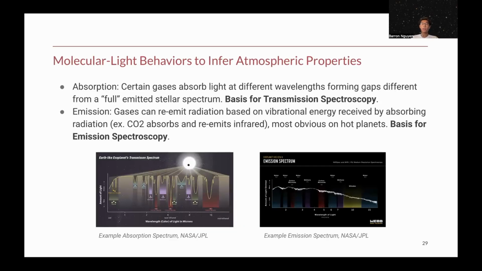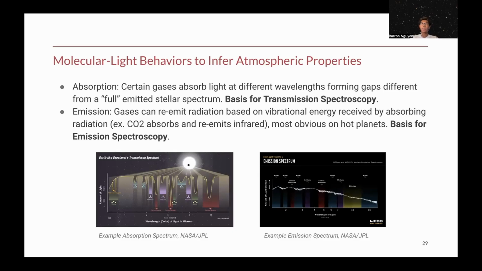The big thing I'm going to go back to again, and this is central to observing atmospheres and understanding them, is the molecular and light interaction. So this is absorption and emission. Absorption is the idea that certain gases absorb light in different wavelengths. So ozone absorbs more UV, CO2 absorbs, and water absorbs more infrared.